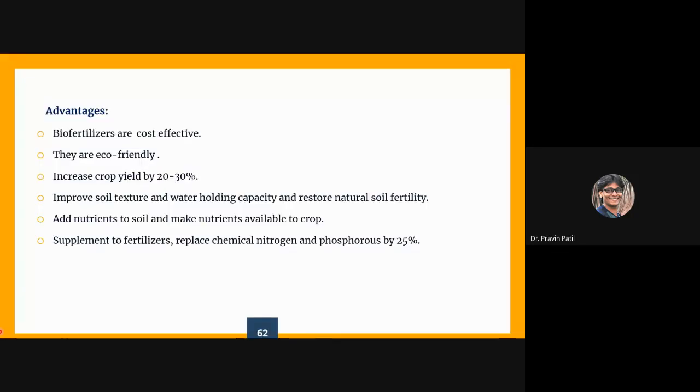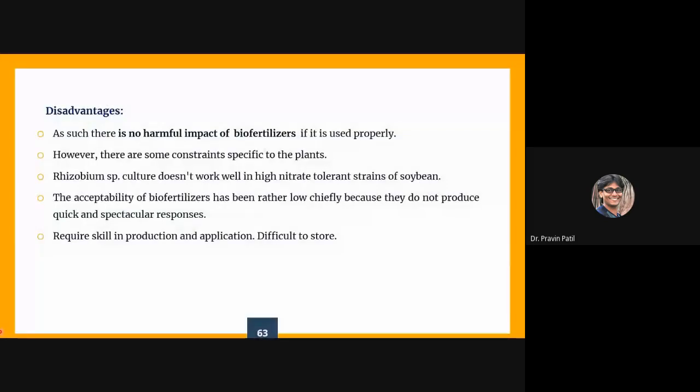These are again the same advantages which we already have discussed. Now let's go to the disadvantages. As such, there are no harmful impacts of the biofertilizers. However, they are sometimes very specific to particular plants. So some biofertilizers would not help particular species of plant, but will help another one. So this is not a disadvantage, but a little setback.